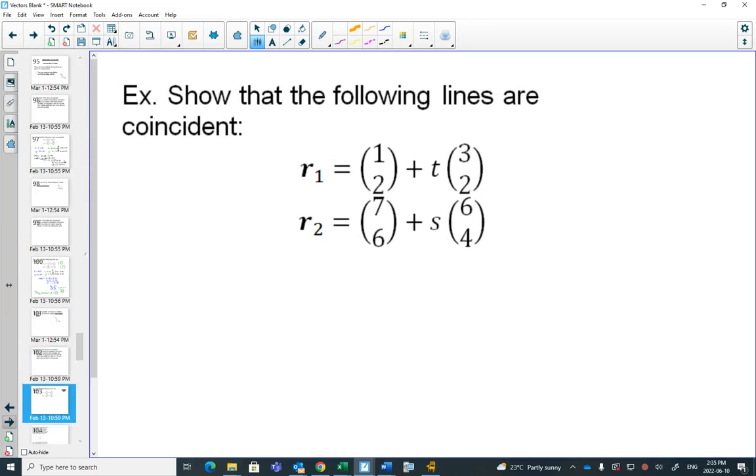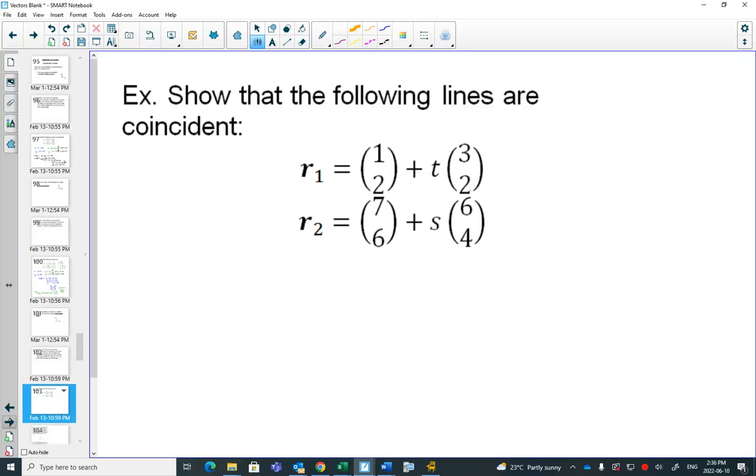So again, here, I can already see, by looking at the direction vectors, these two lines are parallel. They've got the 3, 2, and the 6, 4, just like our first example. One is a multiple of 2 of the other one. They're going in the same direction. Okay?